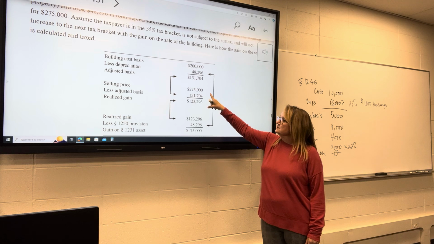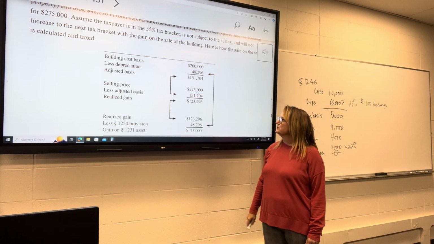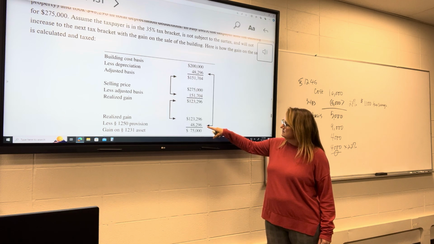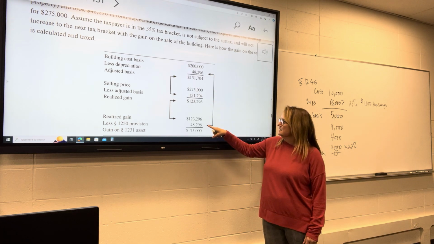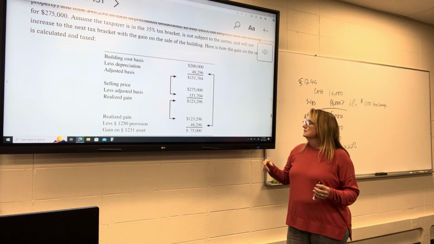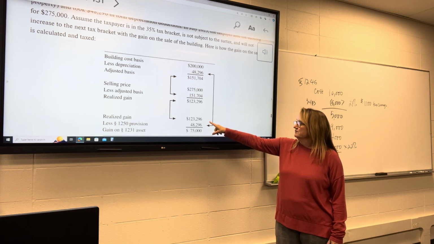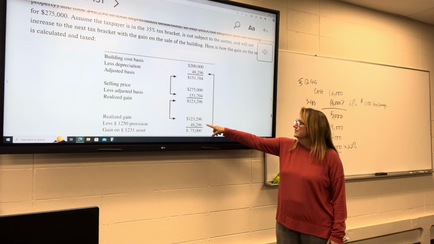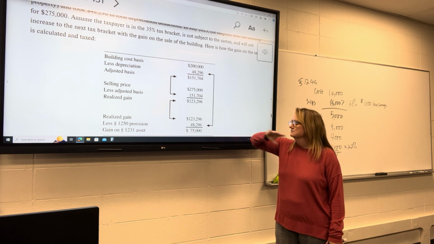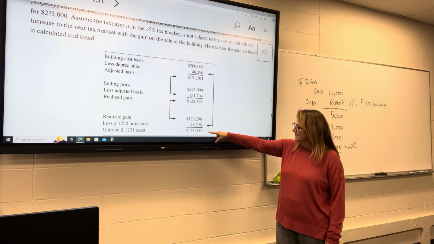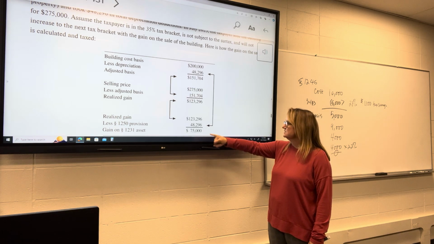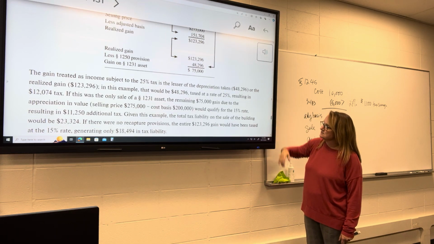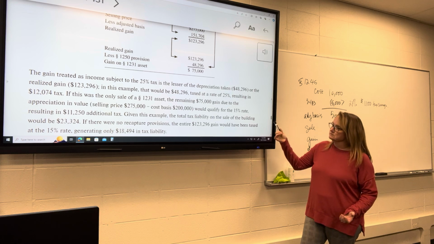If we subtract the adjusted basis, the total gain is 123,296. Here they've subtracted the depreciation that was taken, so the gain, this part is going to be taxed at 25%. I'm sorry, scratch that. $75,000 is going to be taxed at the lower tax rates. The 48,296 is what's going to be taxed at the 25% tax rate. So that is what they explain here.